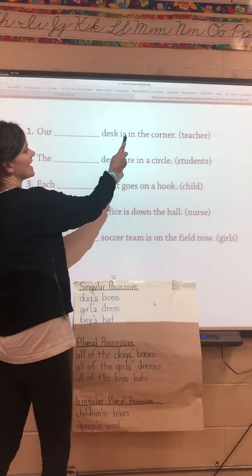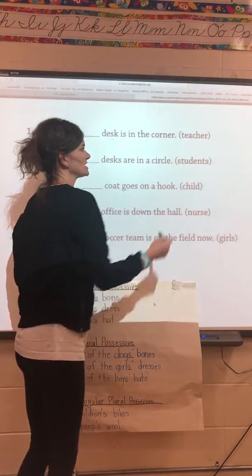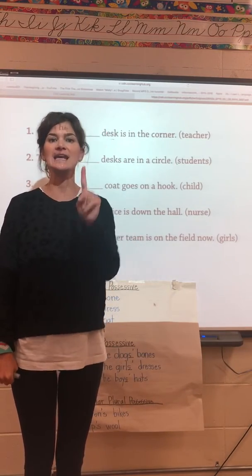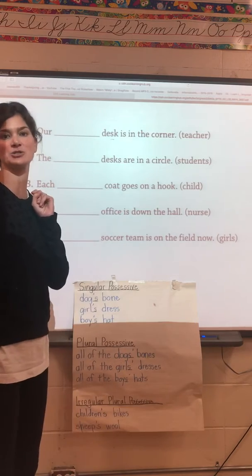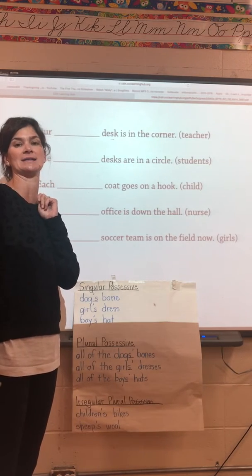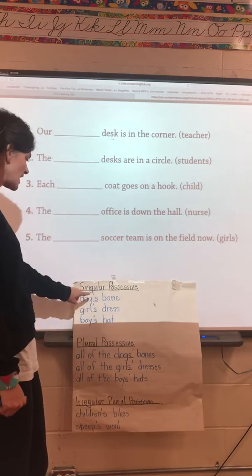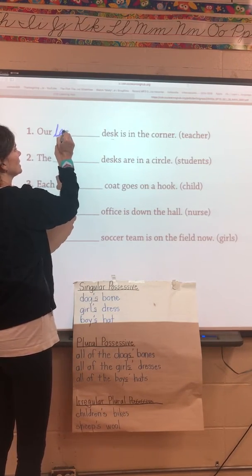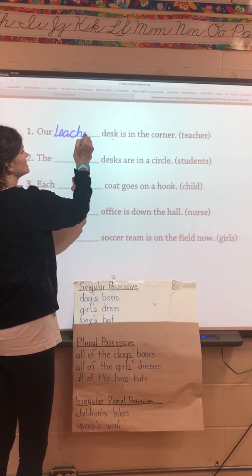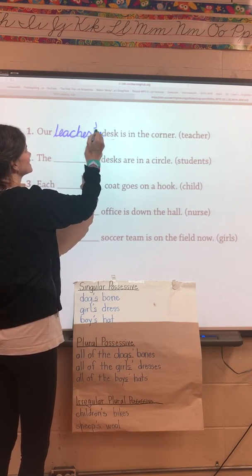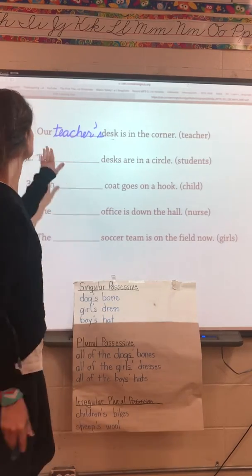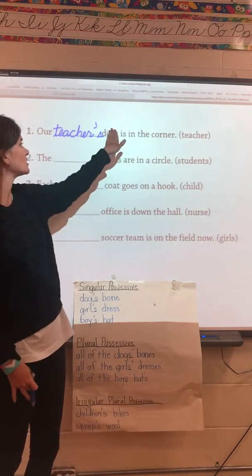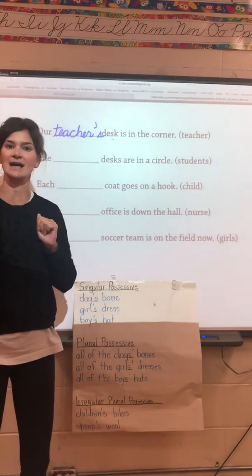Our blank desk is in the corner, okay, so our teacher. So there's one of me, right? One teacher. So if it is singular possession, where does the apostrophe go? Before or after the S? Singular, it goes before the S. So you will not write this, sorry. Teacher, apostrophe S. You don't have this, boys and girls. Our teacher's desk is in the corner. You have one teacher. Here is her desk, so it is apostrophe S.